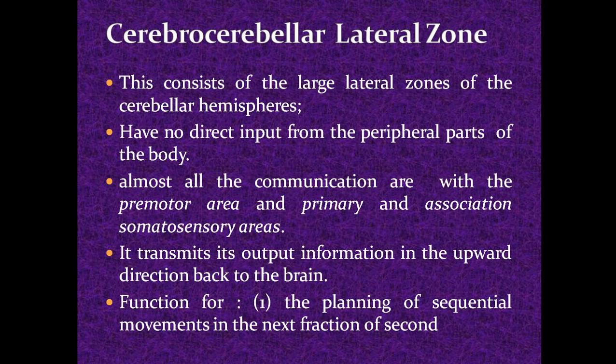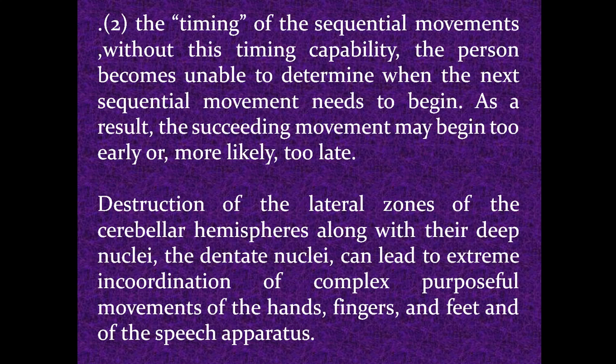Next, what is called the lateral zone, the cerebellar lateral zone. On each side of the intermediate zone, the rest is called the lateral zone. This is functionally called the cerebrocerebellum. It consists of the large lateral zone, which has no direct input from the peripheral parts of the body, but communicates with the premotor and primary association somatosensory areas, and transmits output information in the upward direction back to the brain. Its function is, first, planning the sequential movement in the next fraction of a second.